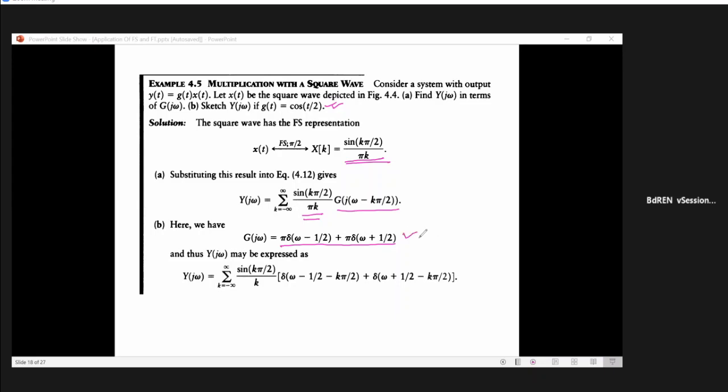You know that the Fourier transform of cosine omega t, a finite frequency signal, will have two values. One is at minus half, another will be at half, with amplitude equal to pi. So this is what this thing is. Then if we put this into this equation, the corresponding frequency component will be shifted by k pi by 2. So these are the locations of our spectrum after multiplication of a signal.